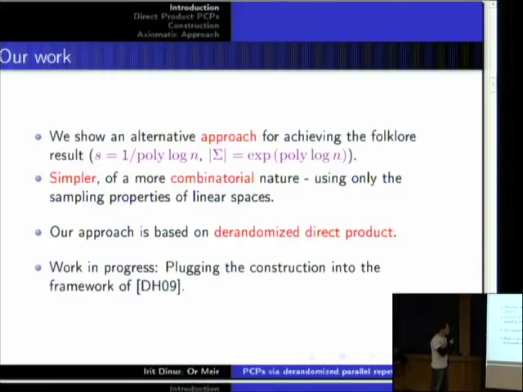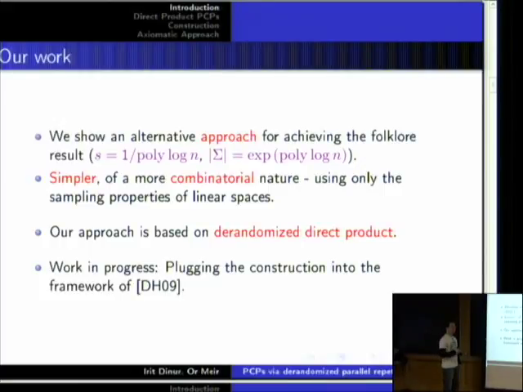And finally, I'll mention that this is, in a way, still a work in progress. We are still working on plugging our construction into the framework developed in the work of Irit and Prahlad. And if we can do that, we can actually get the same trade-off as in the work of Dana and Ran and achieve the state-of-the-art results using a combinatorial construction.